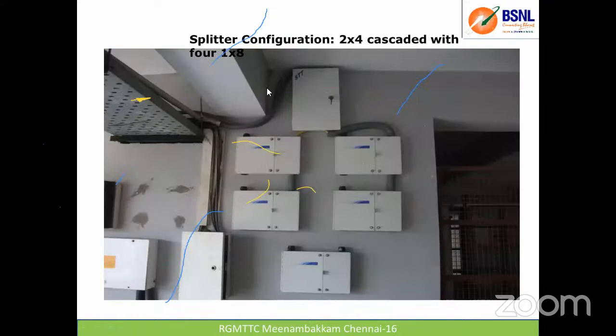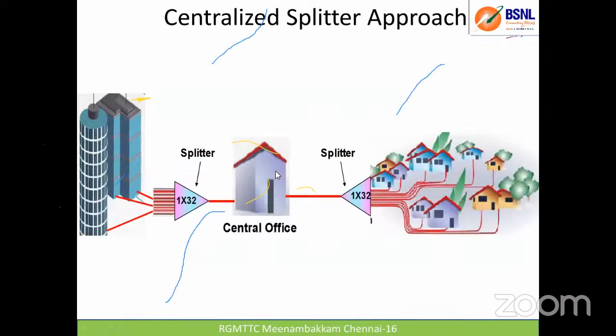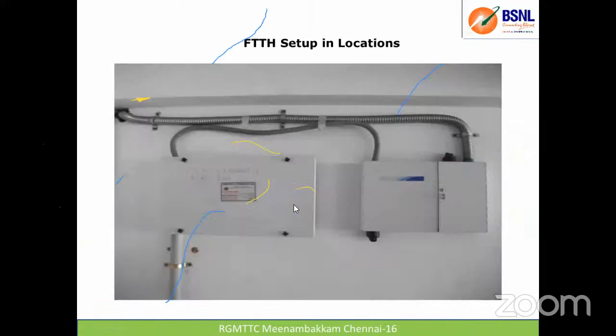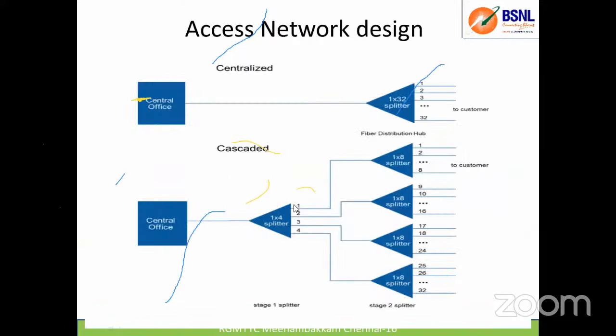This is the picturization of splitters. These are some of the splitter boxes. Actually, this is the central office, that is the OLT. We are using a 1:2. While giving the connection to the customer, we can do it through two types: one is centralized and one more is cascaded.